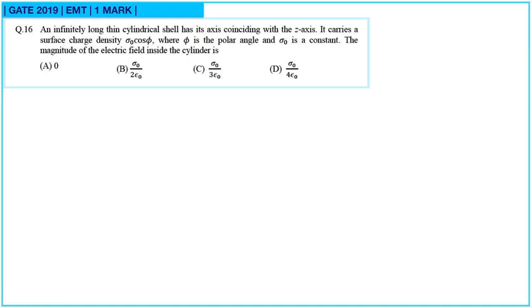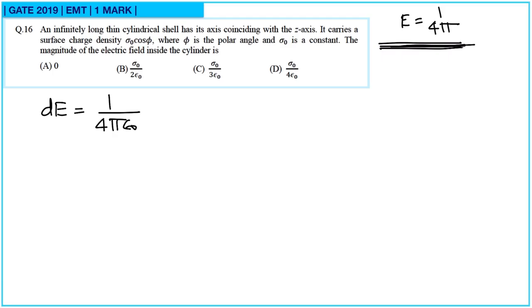Now for this we will consider some line charge. So dE will be equal to, we have the formula, electric field due to an infinitely long wire: E is equal to 1 upon 4 pi epsilon naught times 2 lambda by r, where lambda is linear charge density and r is distance from it. So at this point we can calculate E.